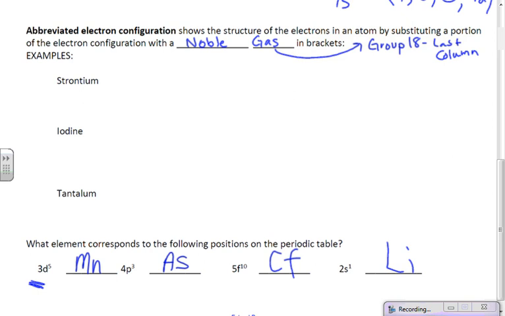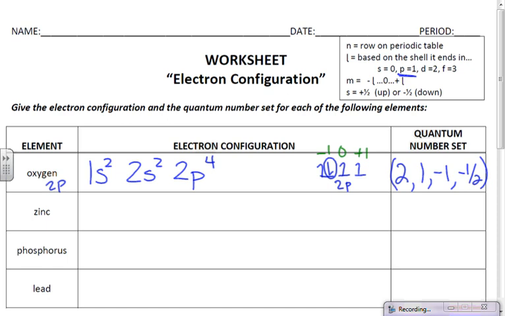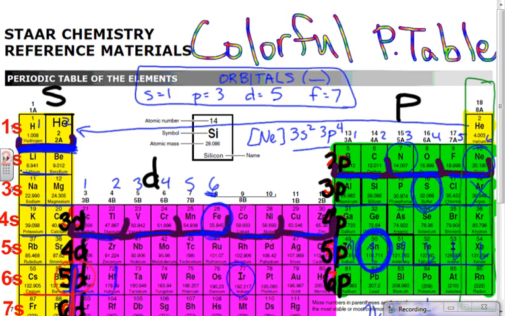We're on our notes right now. So if we look at strontium, what number is strontium on the periodic table? Number 38. So what we want to do is find the noble gas that's closest to number 38, but we've got to follow the Price is Right rules.